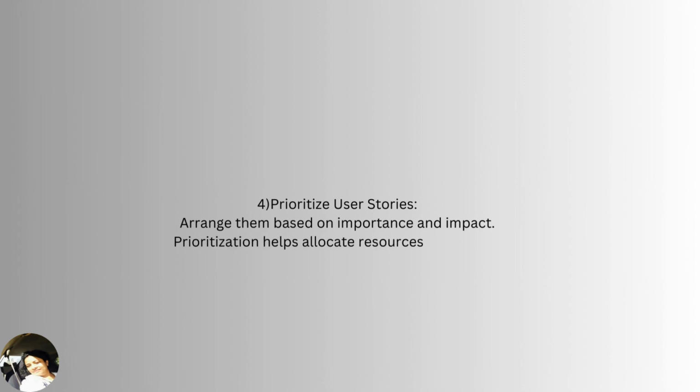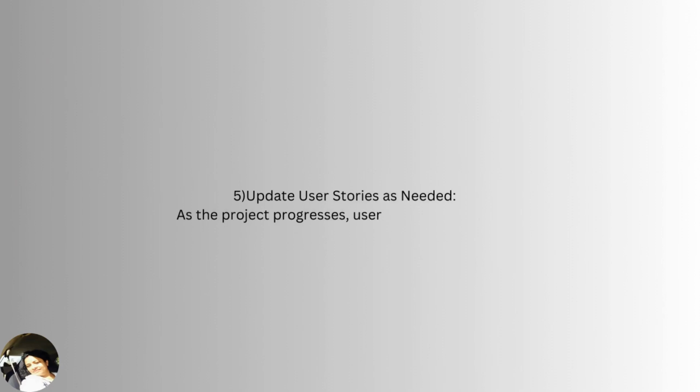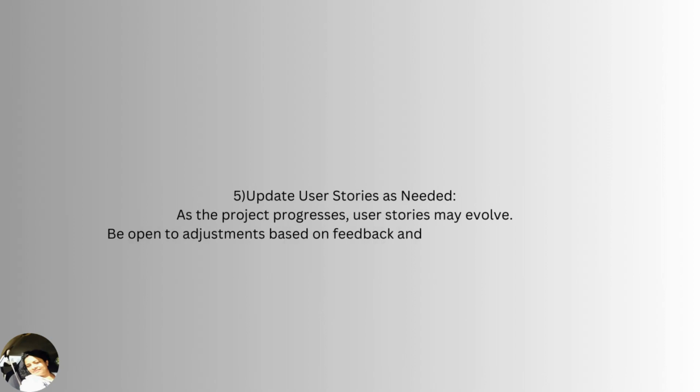Fourth, prioritize user stories. Arrange them based on importance and impact. Prioritization helps allocate resources effectively. Fifth, update user stories as needed. As the project progresses, user stories may evolve. Be open to adjustments based on feedback and changing requirements.